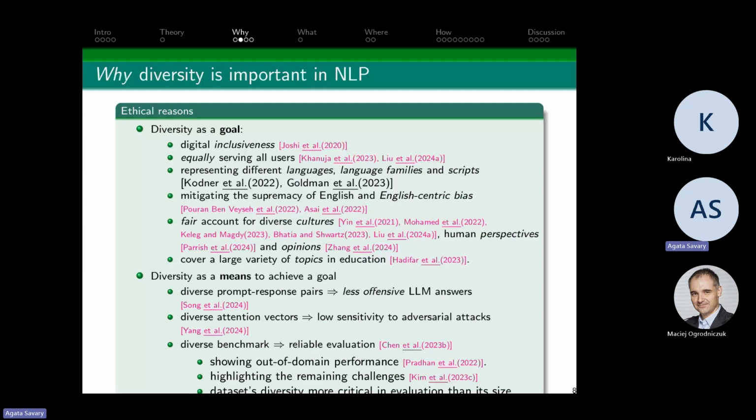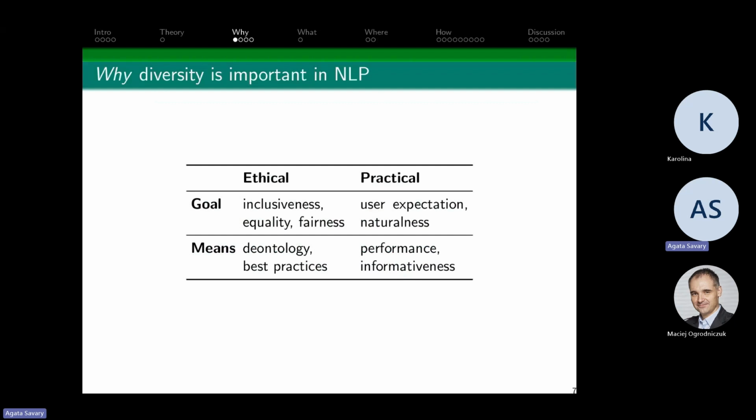They want NLP to equally serve users. So equality is important. They want to represent different languages, families, scripts. They want to fairly account for different cultures. Okay. And also they want a variety of topics. So if they use NLP for teaching, for instance, the different topics should be able to be addressed. Okay, so now let's go to diversity as a means to achieve an ethical goal.